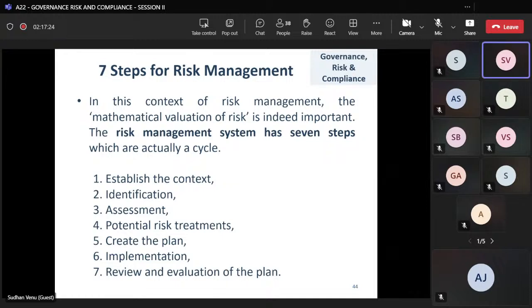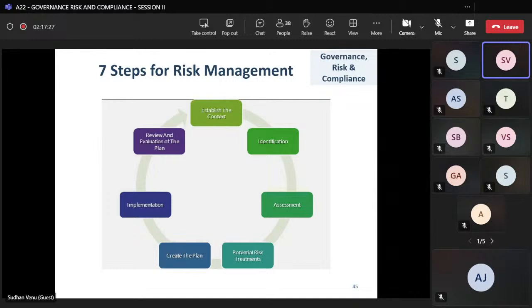Actually, it is a cycle for that, and the cycle will be here. That is for establishing the context, identification, assessment, potential risk treatment, creating the plan and implementation, and review and evaluation of the plan. So these are the 7 steps in risk management.